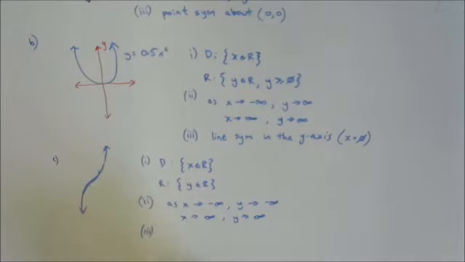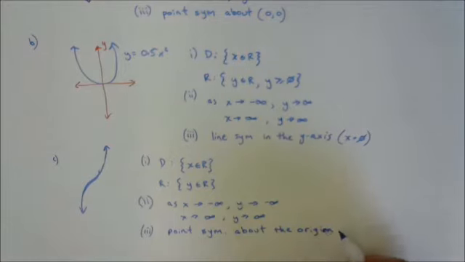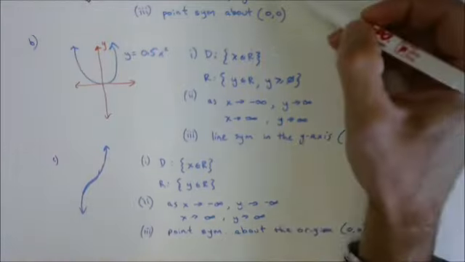And symmetry. Point symmetry about the origin, or 0, 0. Origin. Okay, so basically what are we doing? We're just describing characteristics of these functions. I'd like to quickly go through just one other way of noting end behavior.